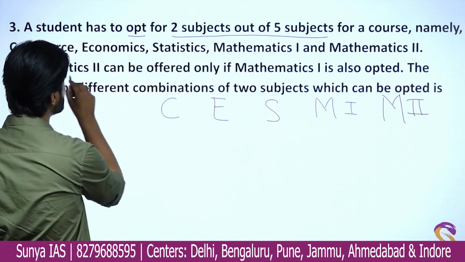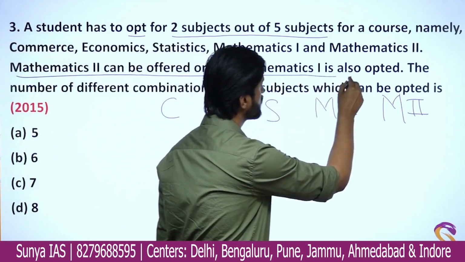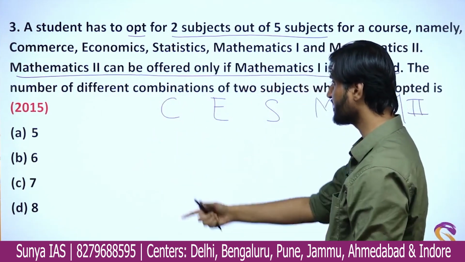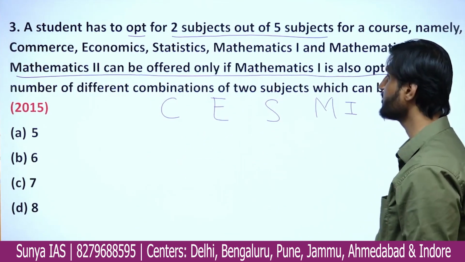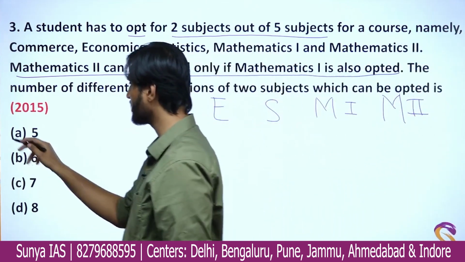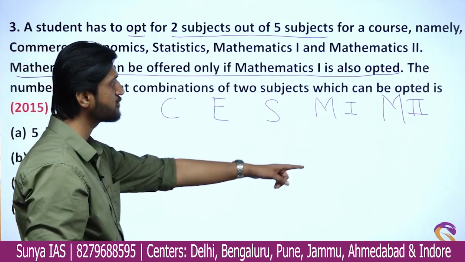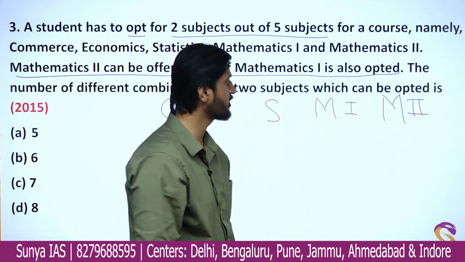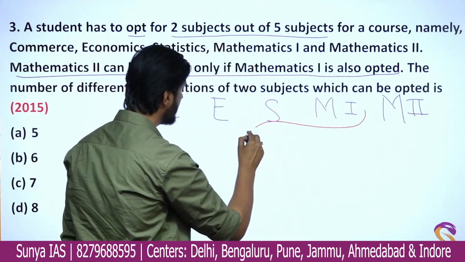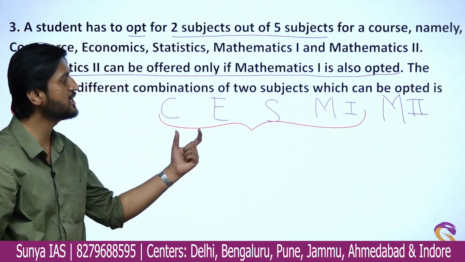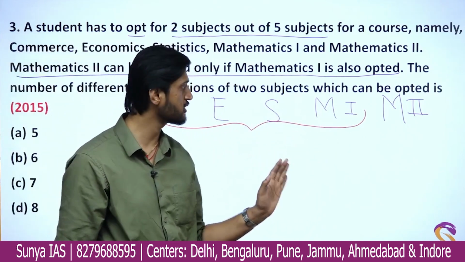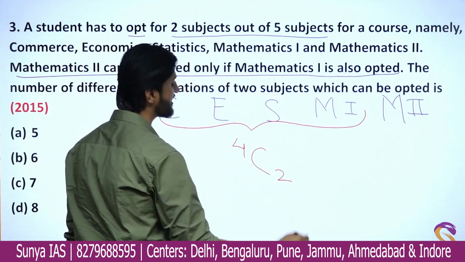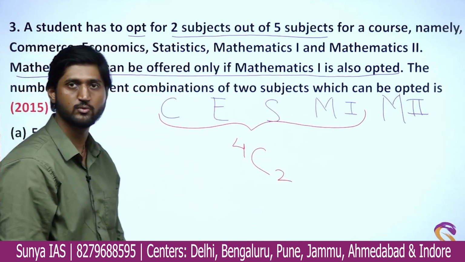Mathematics 2 can be offered only if mathematics 1 is also opted. Okay, so one condition is being given to you. So what are the different combinations of the 2 subjects which you can opt? In this question, as you can see, we cannot choose this particular subject until this is chosen. So this is for the time being out of choice, and we are talking about these 4. Out of these 4, how can you choose the subject? Out of these 4 subjects, you have to choose 2 subjects, so that will be simply 4C2.